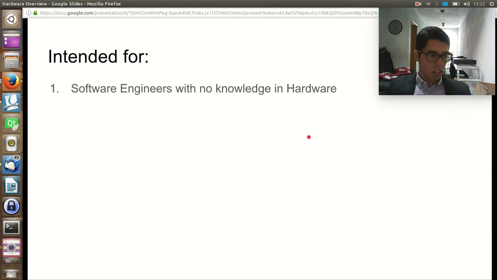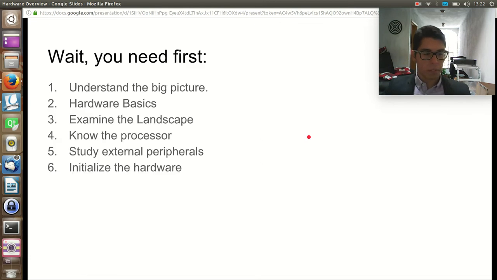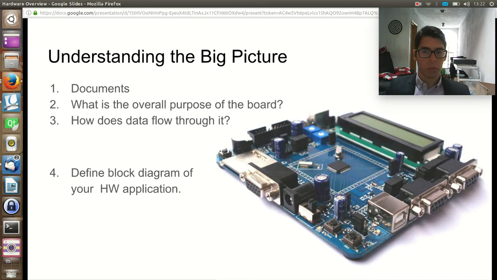So we're going to discuss a few basic, big picture concepts that aren't that technical. The first point is to understand the big picture. What we mean by understanding the big picture is that you just need to understand the general operation of the system, such as the board's main function and what the input and output are.